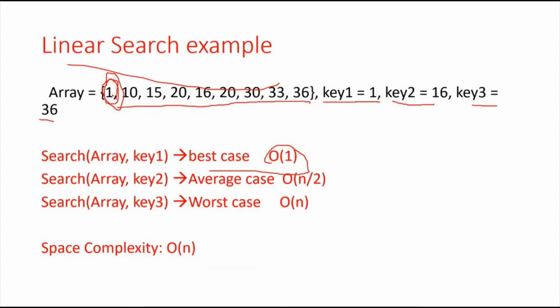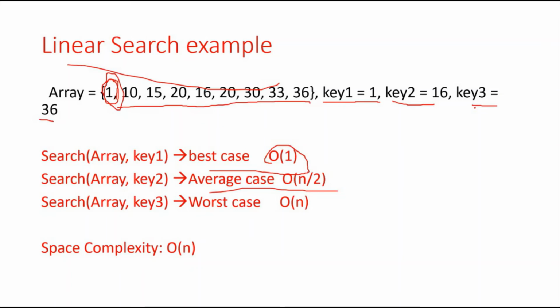Okay, first it compares with 1, after that 10, after that 15, after that 20, after that 16. When 16 equals the key 2, our element is found and the index will be returned. Okay, means it is at the 4th index. Then what will be the complexity? Complexity will be big O of n by 2. This is our average case complexity.